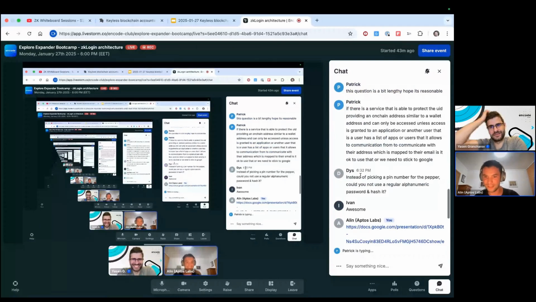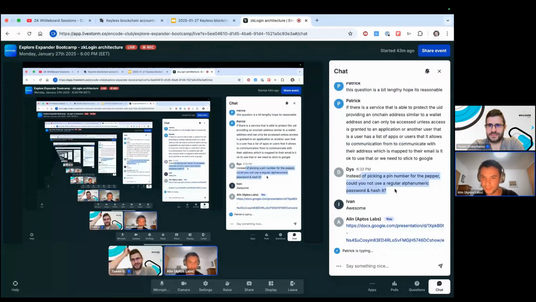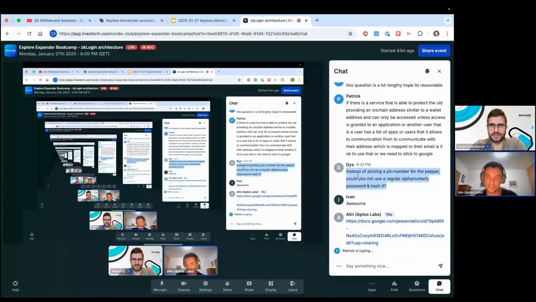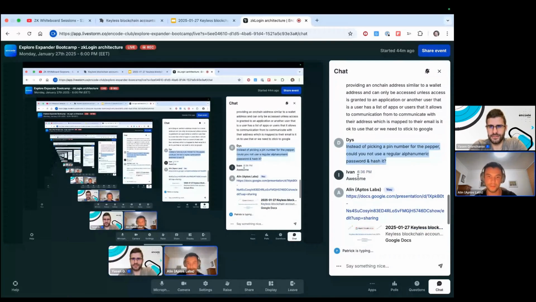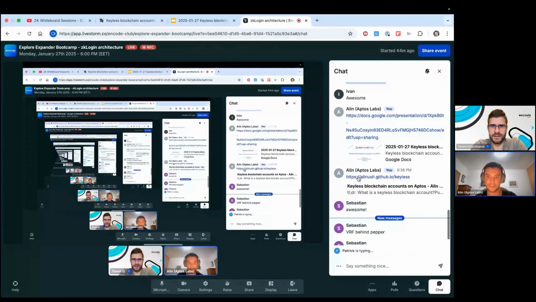Could you not use a regular one? Oh yeah, absolutely. You could use anything, right? We use the most secure thing, which is a 256-bit uniform random pepper. But you could use anything when you write your keyless app. It's up to you what the pepper is.